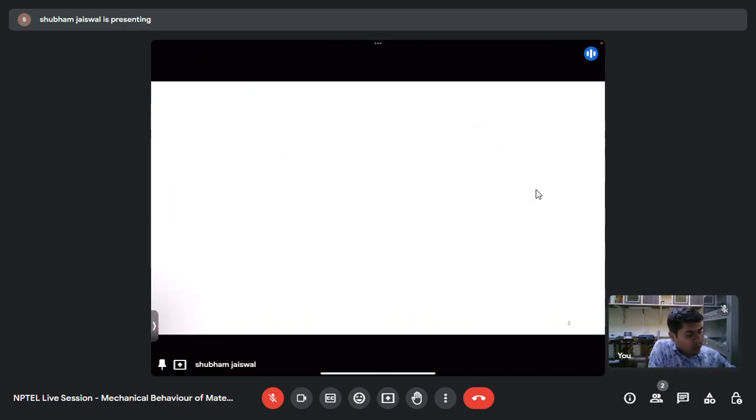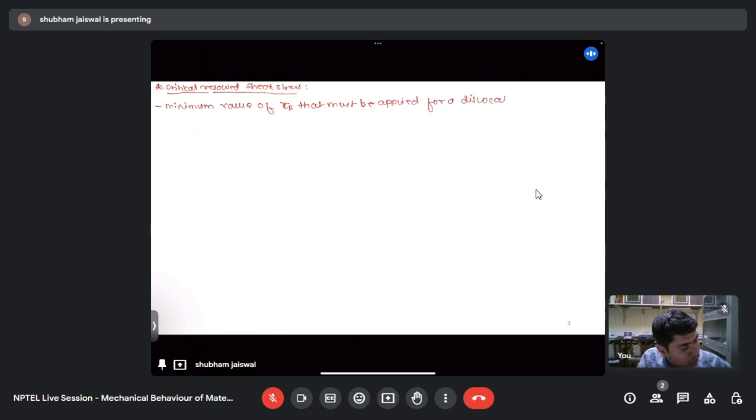So coming to the recapitulation of week 8. Week 8 we began with the concept known as the critical resolved shear stress. So what is critical resolved shear stress? It is the minimum value of tau r that must be applied for dislocations to move.